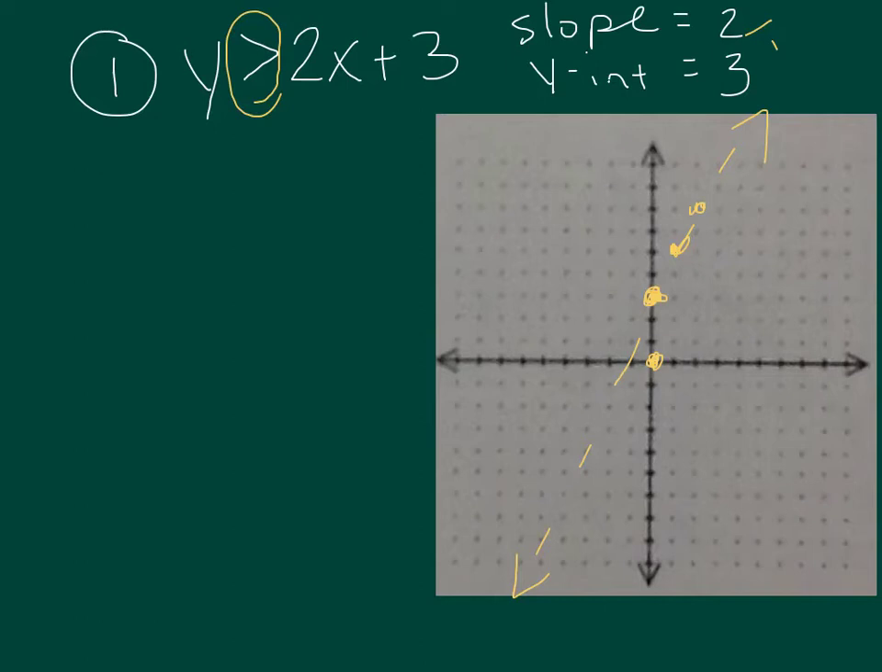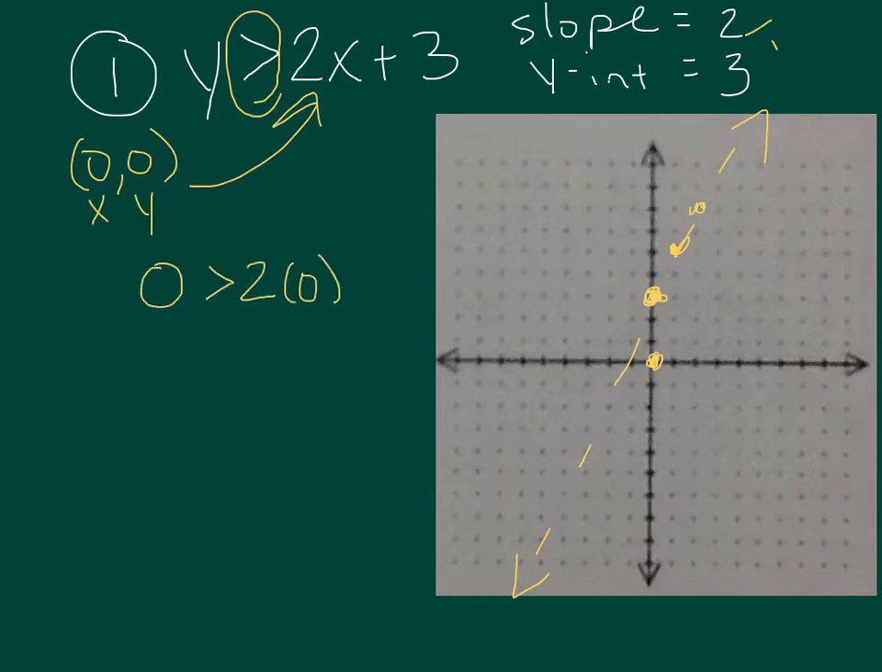So we just picked the point 0, 0. Remember that means x is 0 and y is 0. I'm going to take those numbers and put them into my equation. So I'm going to plug in 0 for y: 0 is greater than 2 times 0 plus 3. I just put 0 where my y was and 0 where my x was.